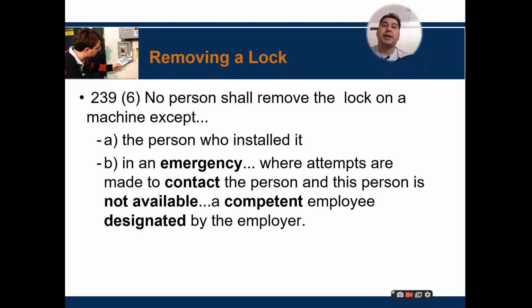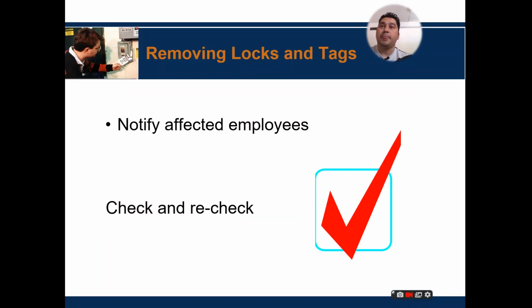In an emergency where attempts are made to contact the person and this person is not available, a competent employee designated by the employer may remove it. If the person who installed the lock is not available on the site, then any alternative person who needs to remove that lock should be competent, and you need to make sure that this competent person is designated or informed by the employer to remove the lock.